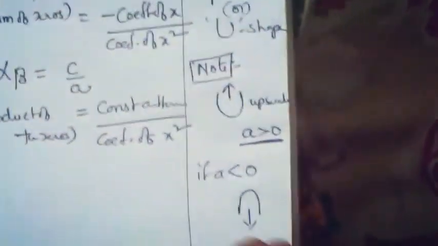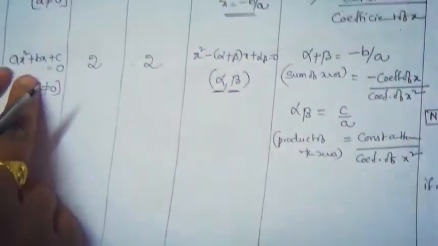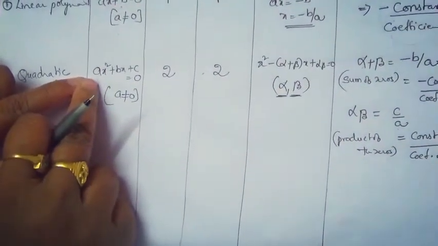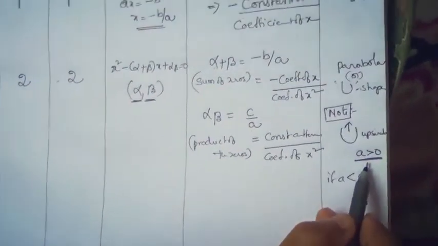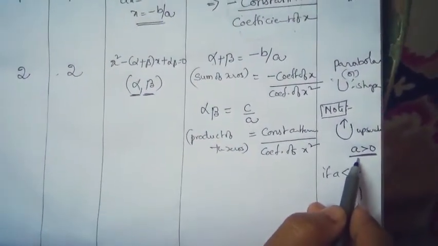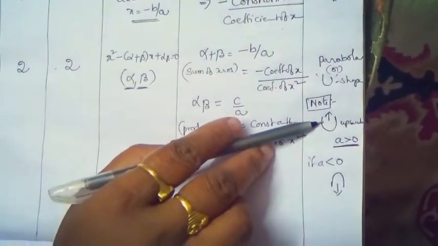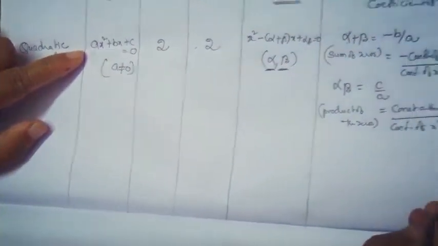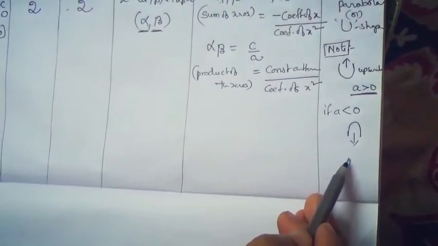The graphical representation you will get is a U shape, but in the given equation, look at the place of A. Greater than 0 means 1, 2, 3, 4 and so on. If the value of A is greater than 0, then the U shape you will get in the graph is upwards. If A has any negative value, that is A is less than 0, then the U shape is downwards.